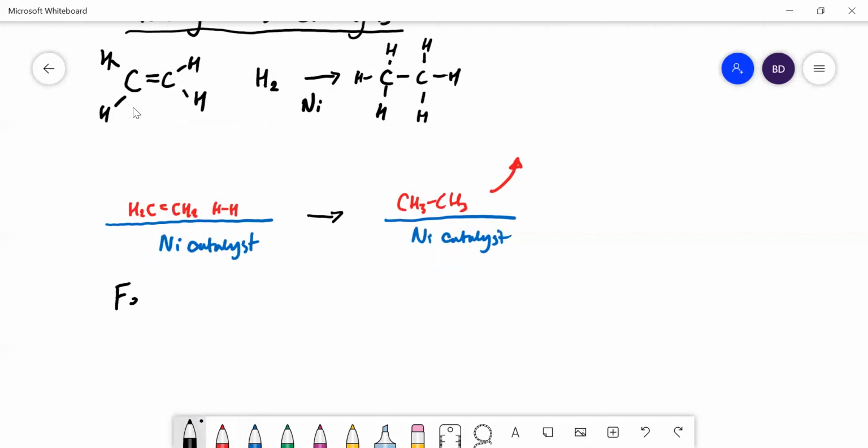Right, now the example in the specification they say that we need to know is iron acts as a catalyst in the Haber process. So the Haber process, of course, is making ammonia. So we get N2 plus 3H2. It's an equilibrium reaction, and you get ammonia.